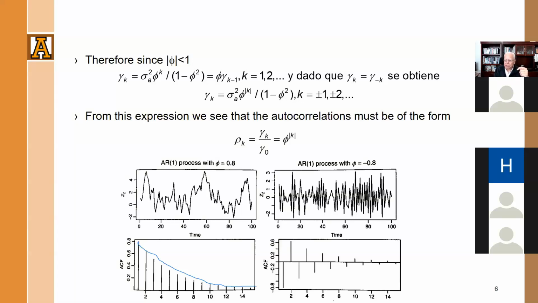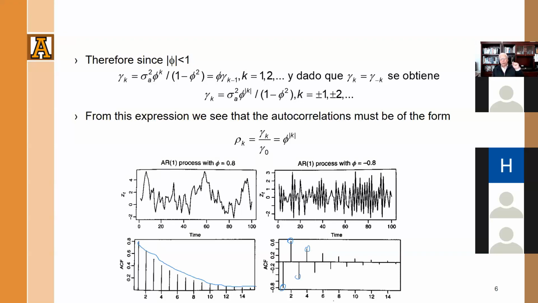Okay, because when I raise phi to an even power, if phi is negative, it'll give us a positive autocorrelation, and if it's an odd power, it's going to be a negative autocorrelation. But as you can see, it's essentially the same thing. When k is equal to 1, I have minus 0.8, and then when k is equal to 2, I have 0.64, and so on. So it keeps alternating in sign.